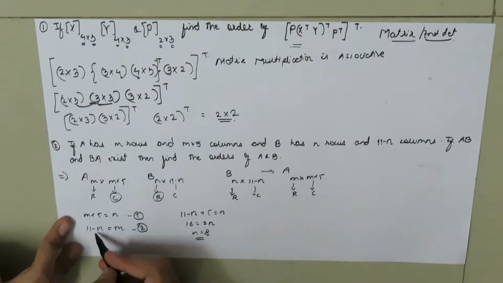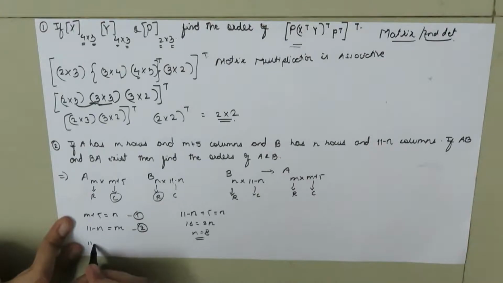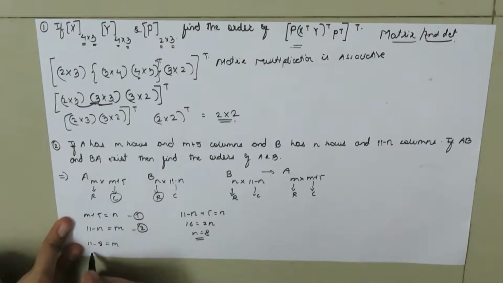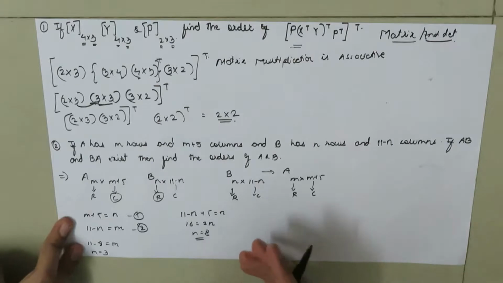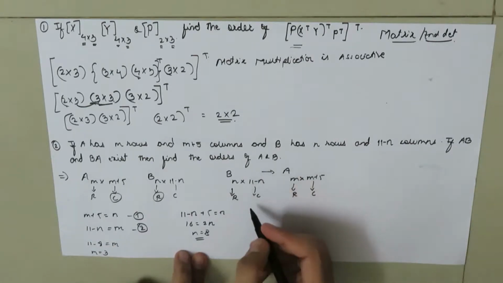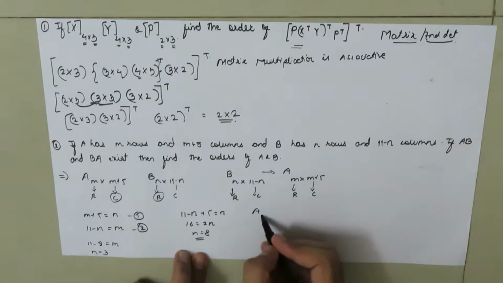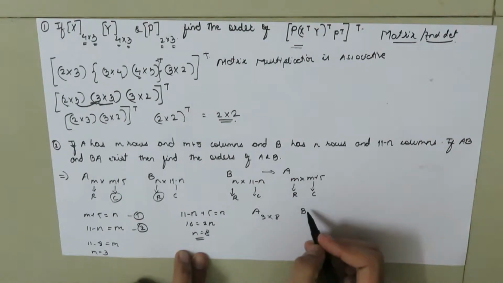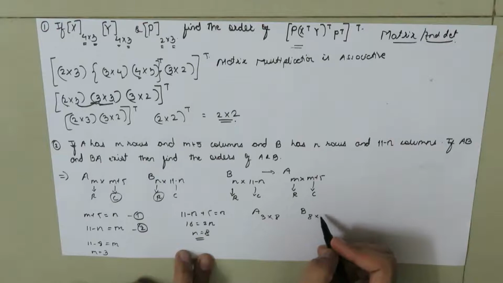So if n is equal to 8, then 11 minus 8 is equal to m, and 8, 9, 10, 11, so m is equal to 3, and they have asked us to find the order of A and B. So the order of A will be, m is 3, and the columns of matrix A will be equal to 5 plus 3, which is 8, and B has n rows, so this is 8, and 11 minus n, that is 11 minus 8, is 3, so this will be an 8 by 3 matrix.